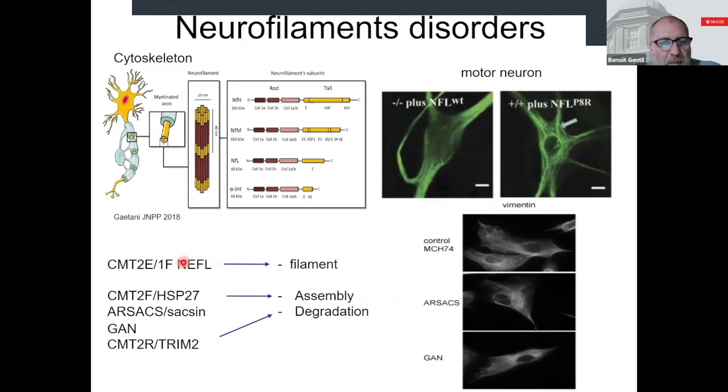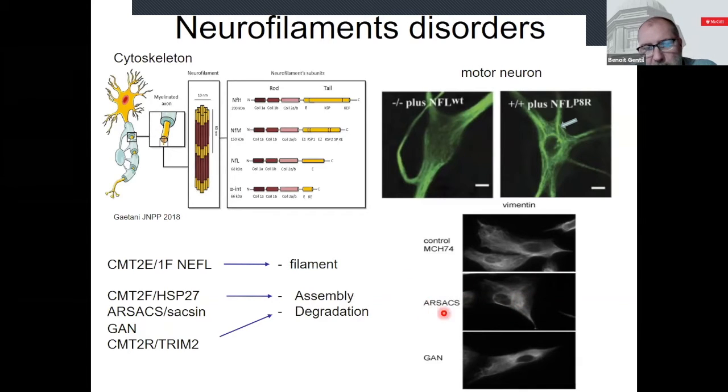So the filaments themselves can be mutated in Charcot-Marie-Tooth type 2E and 1F, but you have also chaperones like HSP27 or RSAC that are mutated in axonal forms of neuropathy and are affecting the assembly of intermediate filaments. And similarly, you have proteins involved in the degradation like gigaxonin or TRIM2 that also affect this intermediate filament. And here, what is interesting is, again, the use of fibroblasts from your patient, because they bear this intermediate filament network called vimentin.